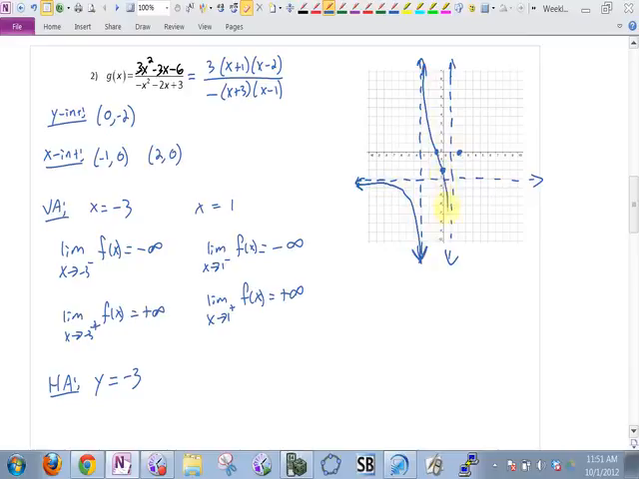You cross through those intercepts, and then down the left side of that asymptote at 1. Then I believe it's positive infinity on this side. Cross through the x-axis, and then approach your horizontal asymptote.